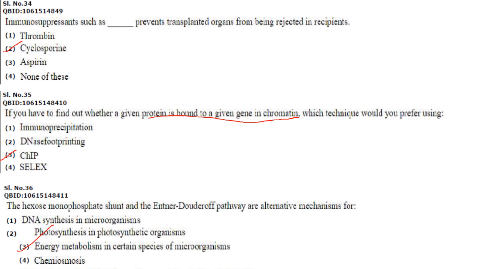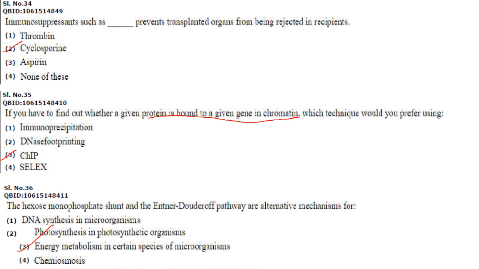Then next one. Immunosuppressants such as dash prevent transplanted organs from being rejected in recipients. Immunosuppressants are a class of medicine that either inhibit or decrease the intensity of the immune response in the body. And in organ transplant, these immunosuppressant drugs lower the body's ability to reject a transplanted organ.